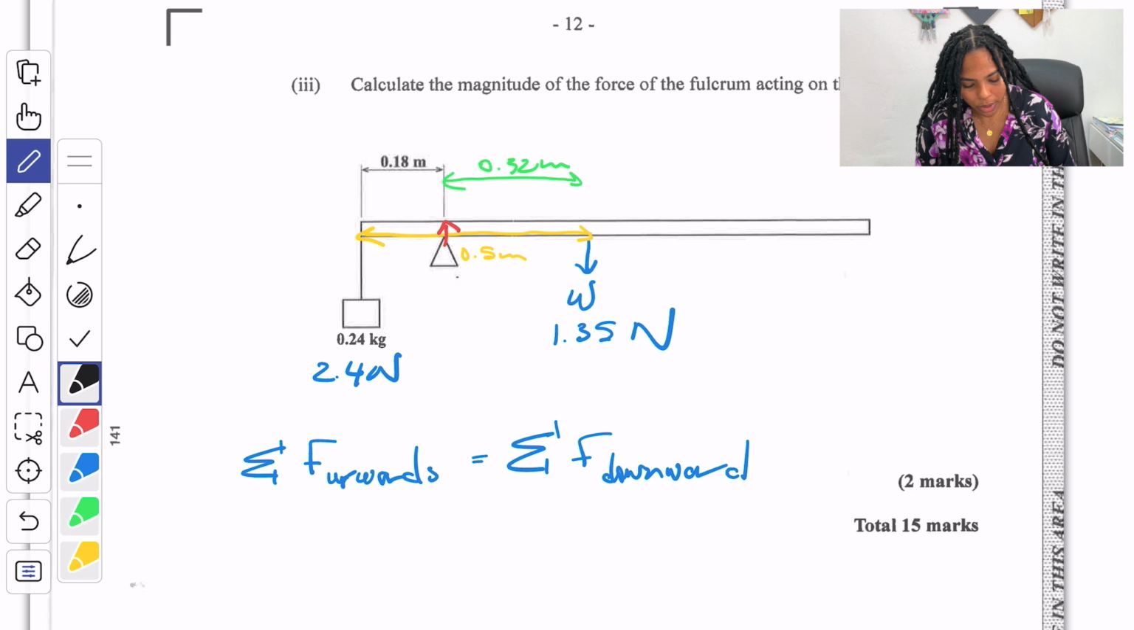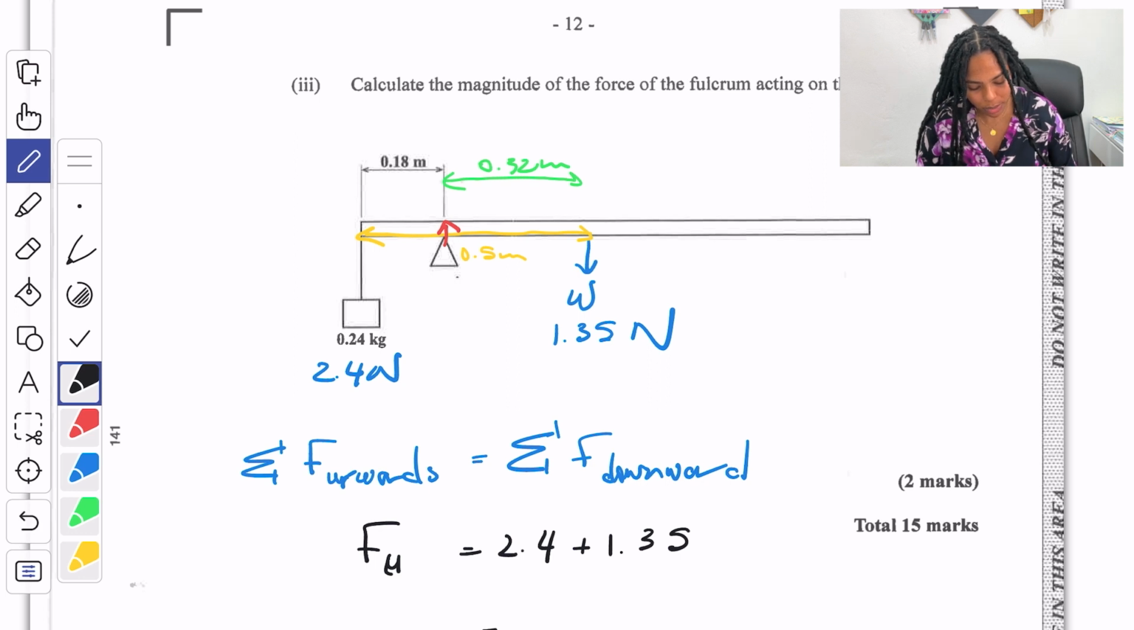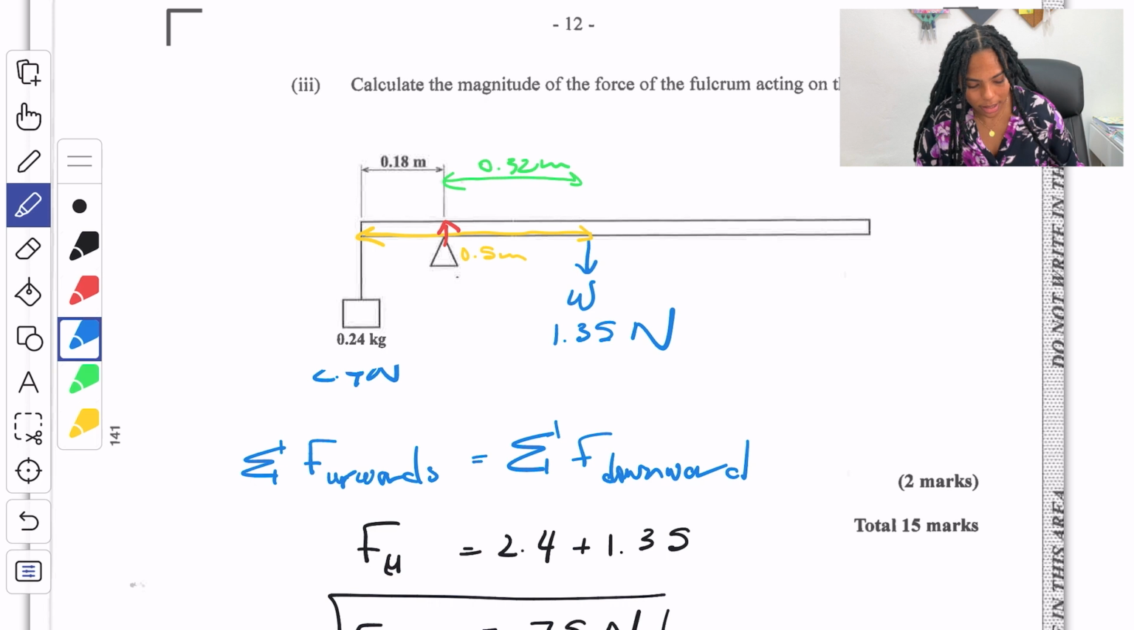So upward forces, which I'll just put as FU for force upward, and downward is 2.4 plus 1.35. And if I add that, I get what? 3.75 newtons. So that is the upward force acting on the fulcrum.